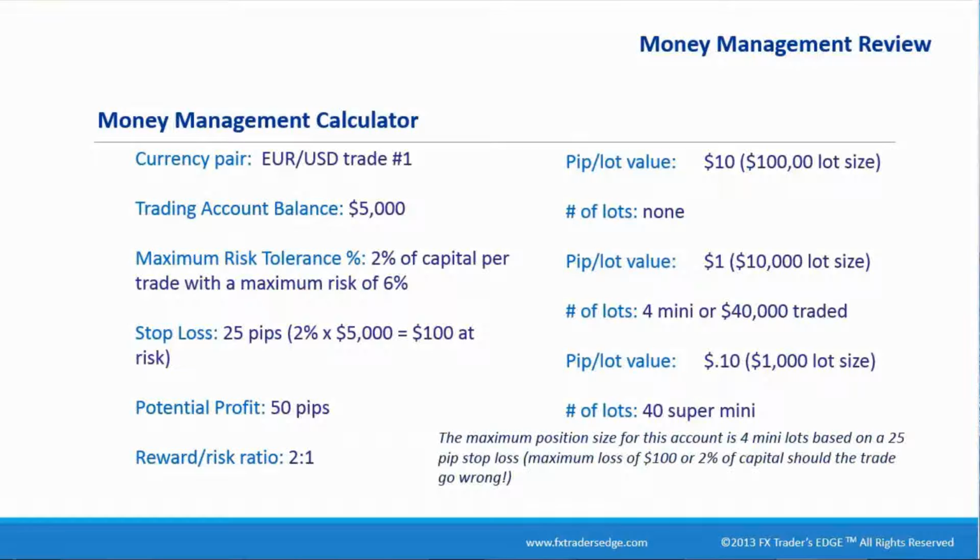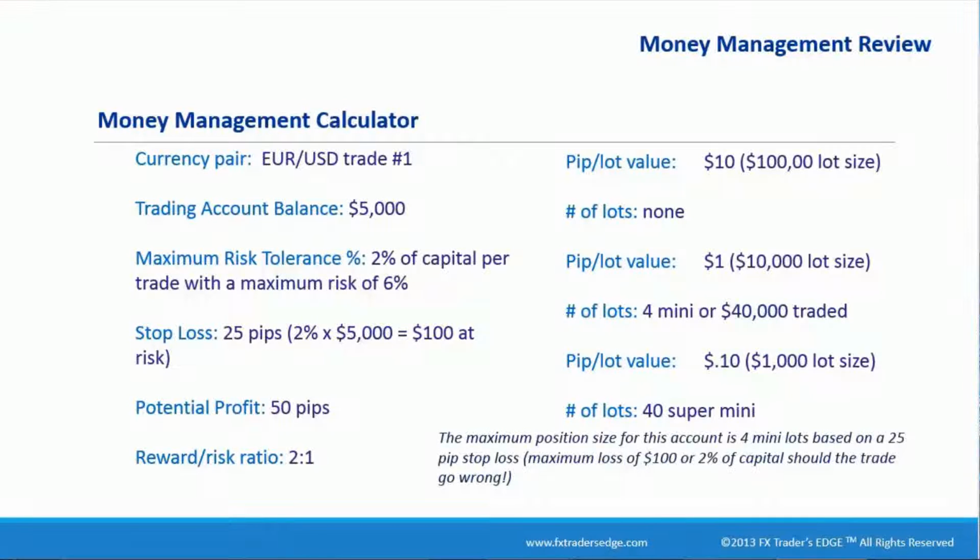Let's assume that the currency pair is the Euro USD, trade number 1. The trading account balance is $5,000. The maximum risk tolerance of this trader is 2% of capital per trade with a maximum risk of 6%. The stop loss of this particular trade is 25 pips. So we take 2% times the capital of $5,000 and we get $100 at risk. Our potential profit is 50 pips. So the reward risk ratio is 2 to 1. 50 pips over 25 pips is 2 to 1.